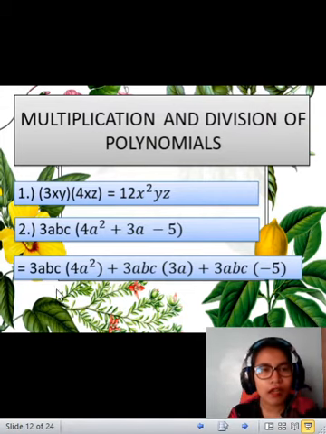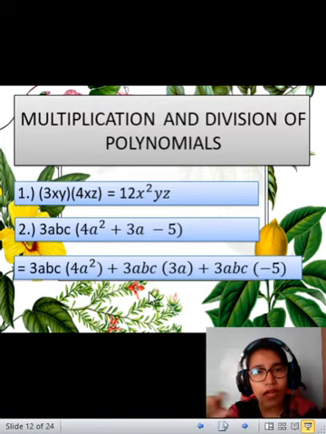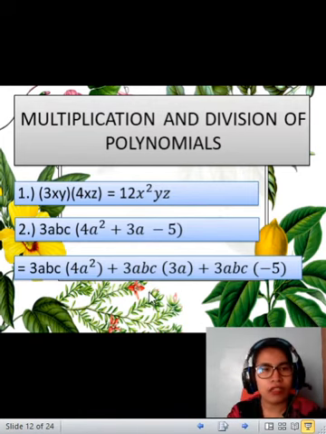So I can have 3abc times 4a squared. So 3 times 4 is 12. Then I have a there, then a squared, so I can have a cubed. So 12a cubed bc. Later I will show you the final answer then.